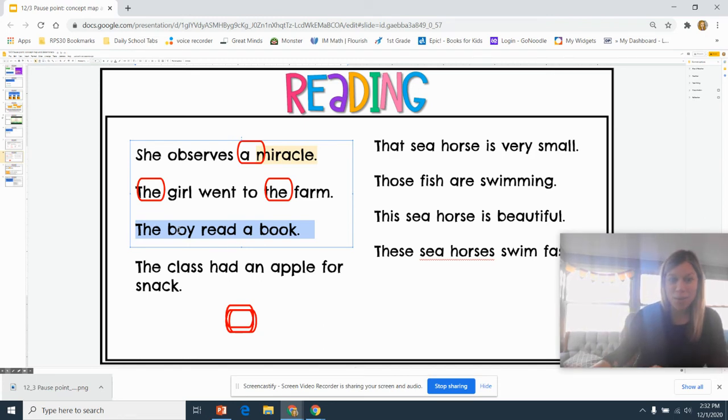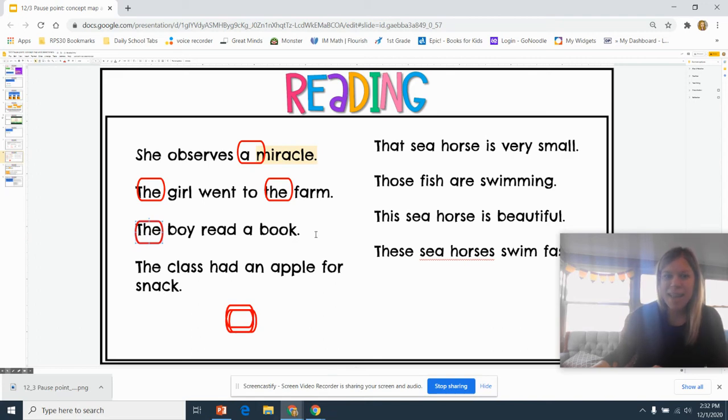Boy would be a noun. You're right. He's a person. So which boy? The boy. There's our article or our determiner. And then we have book, and that's a thing. Which book? A book. That would be our article.